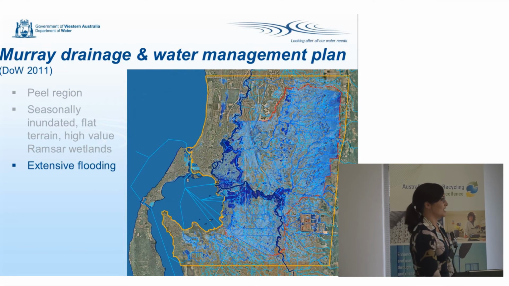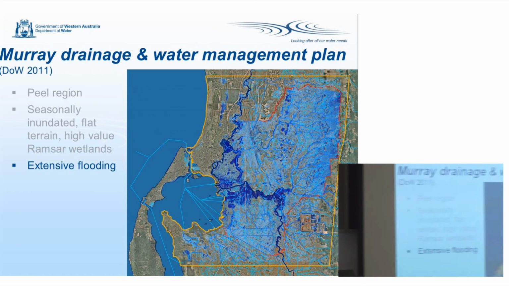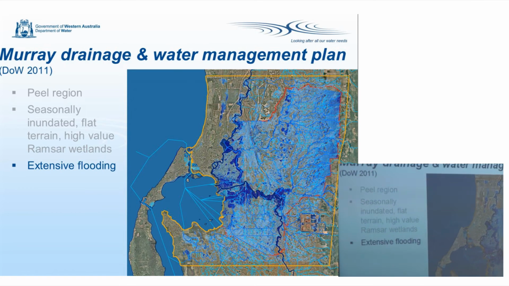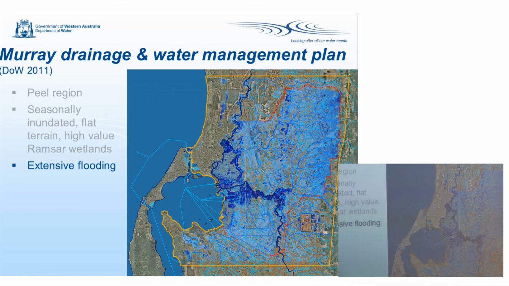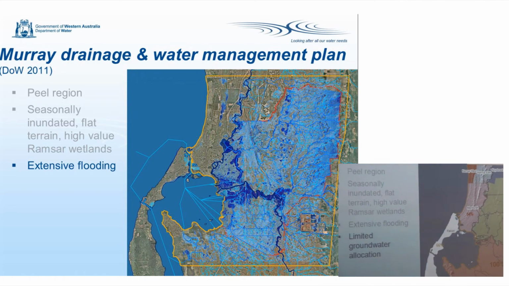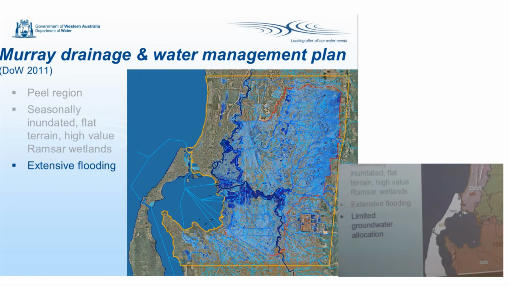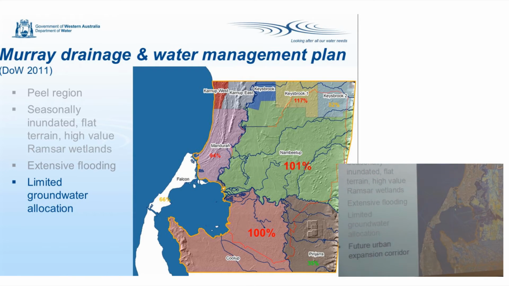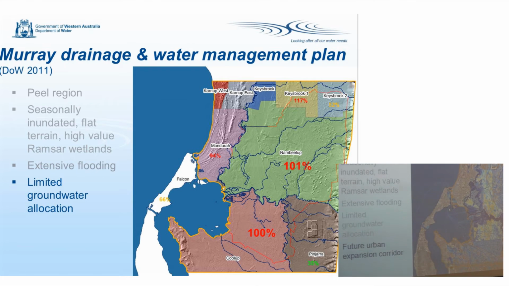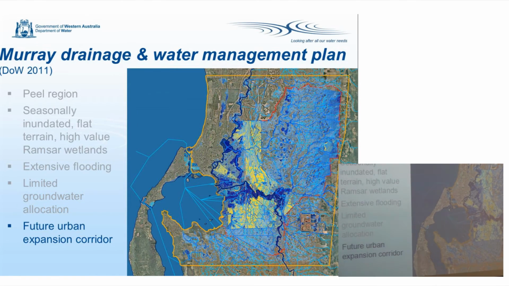It has extensive flooding regimes across the area. Basically, the water falls off the scarp to the right of the picture and just braids out right across the Swan Coastal Plain there. There's limited easy water that's available. Groundwater allocations are nearing or at full allocation limits, and it's prime urban expansion land. So the yellow bit that you can see in the picture there is proposed development for a city of 3.5 million in 2050.